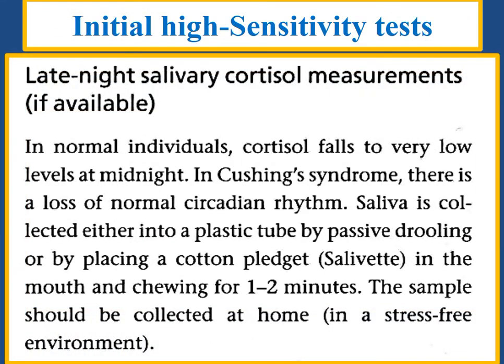The next test is the late-night salivary cortisol measurement. In normal individuals, cortisol falls to very low levels at midnight. In Cushing syndrome, there is a loss of normal circadian rhythm. Saliva is collected either into a plastic tube by passive drooling or by placing a cotton swab in the mouth and chewing for 1 to 2 minutes. The sample should be collected at home in a stress-free environment.